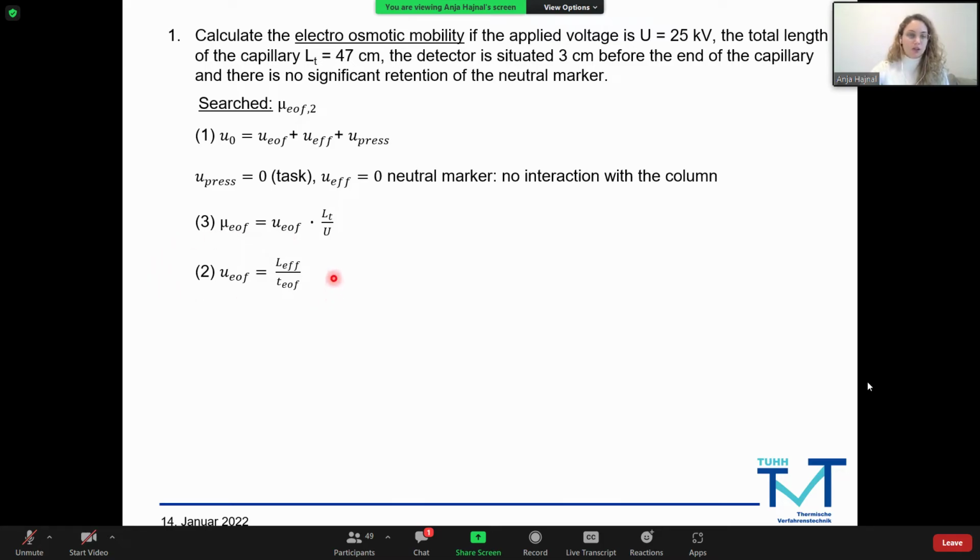And we have equation number 2, if you have a look, which is here termed as the velocity of a retained compound, because we have this U0 over 1 plus the retention coefficient. But here, instead of the migration time, we can use the migration time of an unretained component. This can be useful. We can say that this is our electroosmotic velocity.